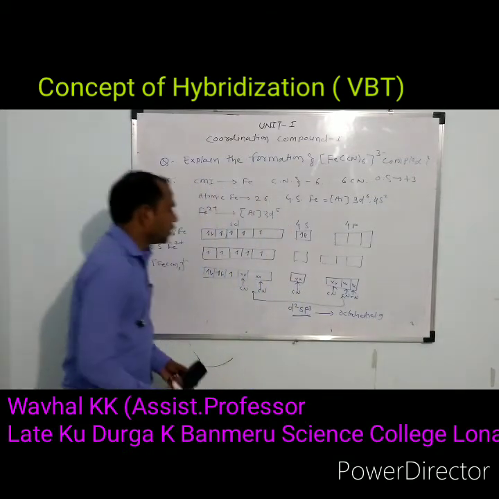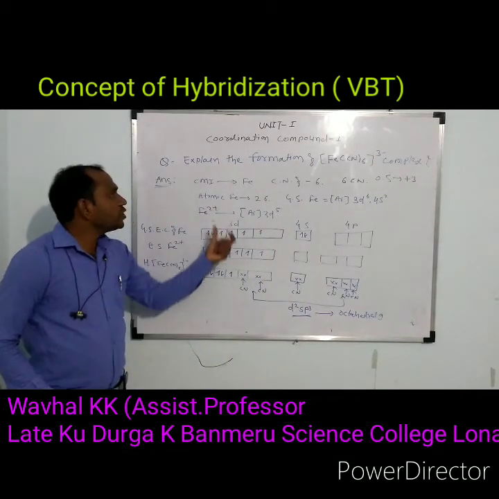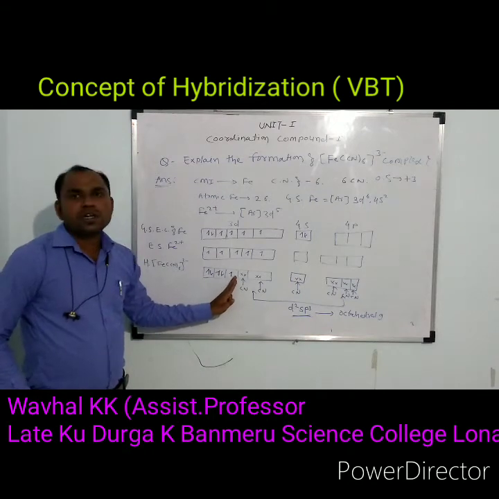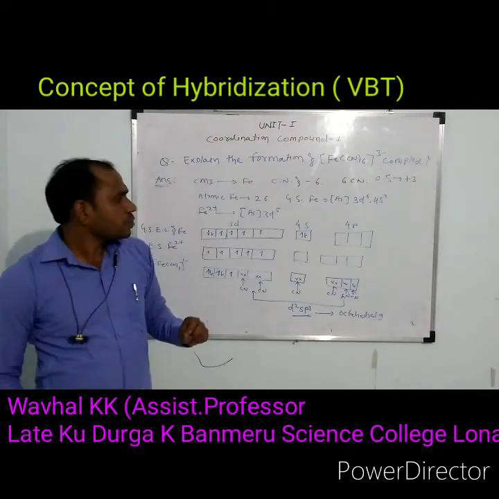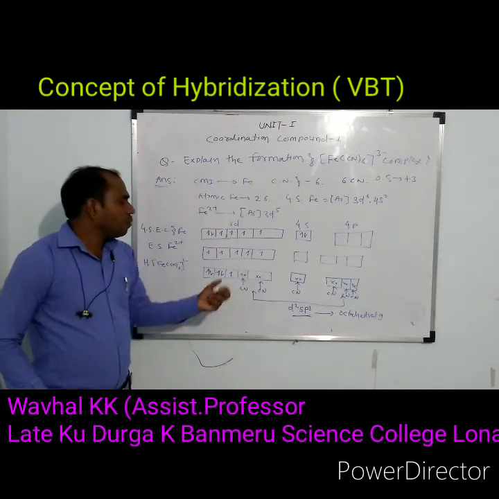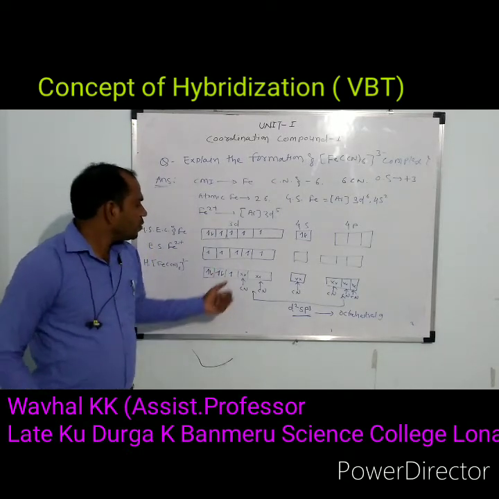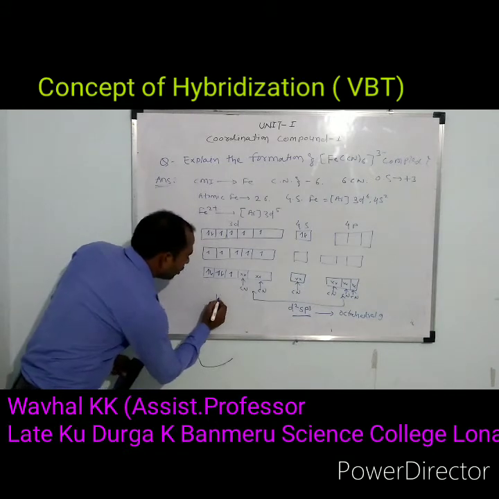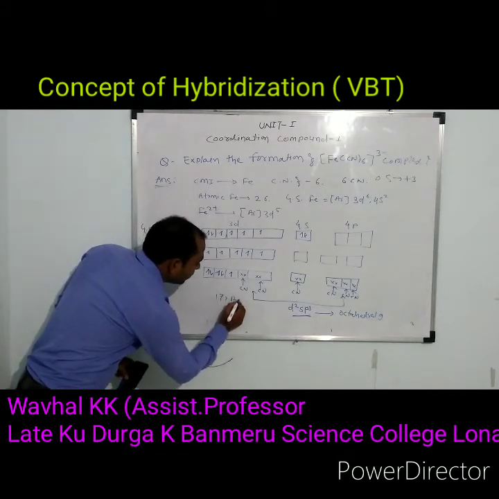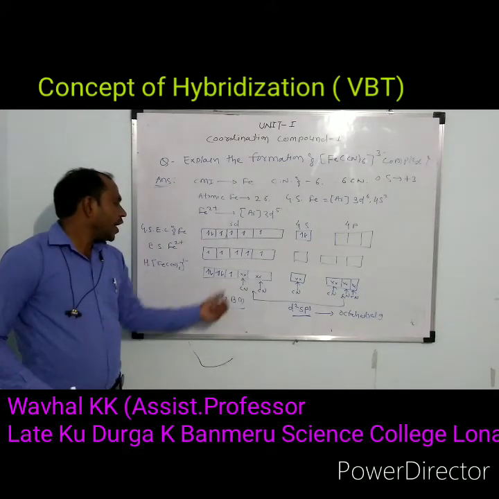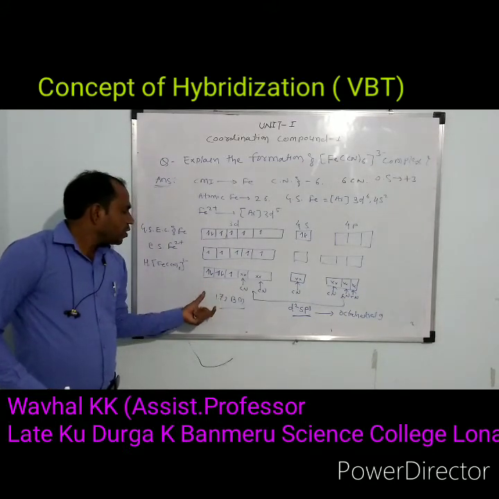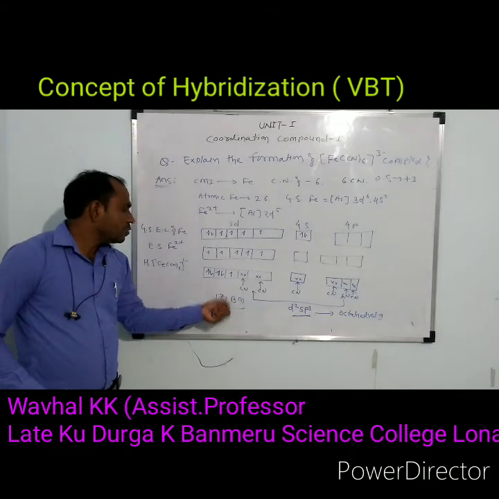In these complexes, only 1 electron is unpaired. Hence, this complex is called a paramagnetic complex, and the magnetic moment of the complex is 1.73 BM.